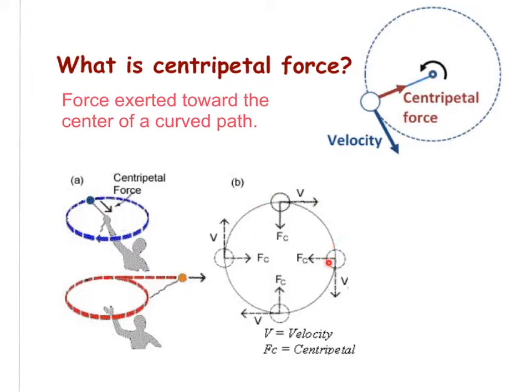You can see that in this diagram. As this object is traveling around, it has this velocity in this direction and a centripetal force in this direction at this point. Its velocity at this point is in this direction, but the centripetal force is in this direction. And as it's traveling in this curved path, at every moment in that curved path, that velocity is perpendicular to the direction of the centripetal force.